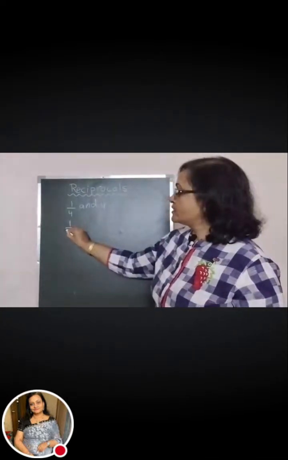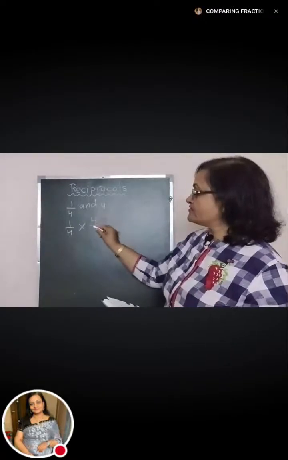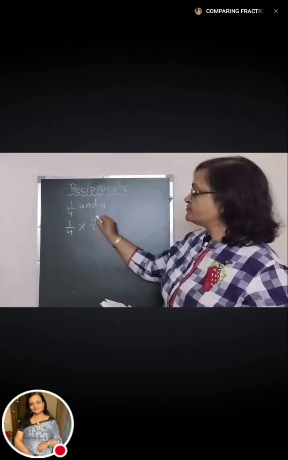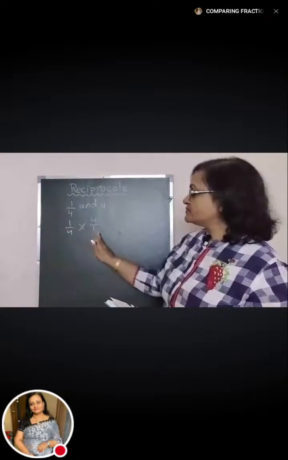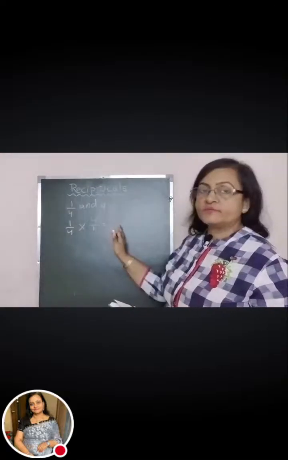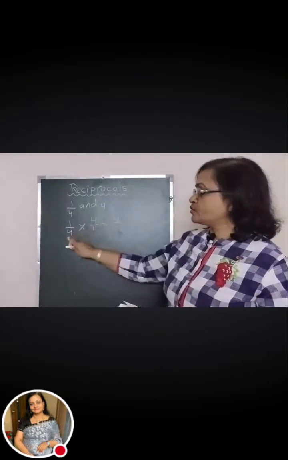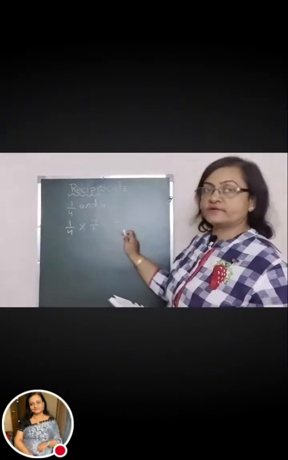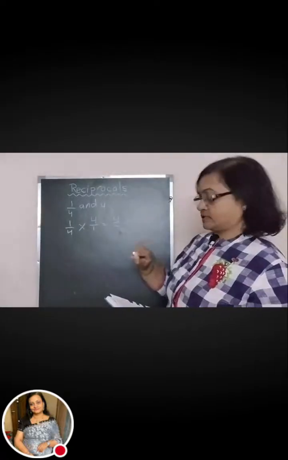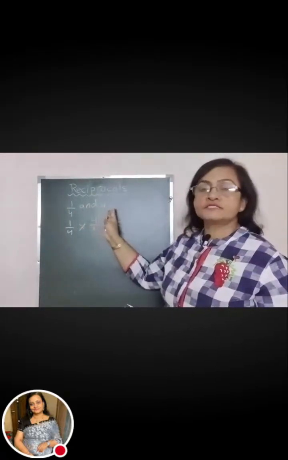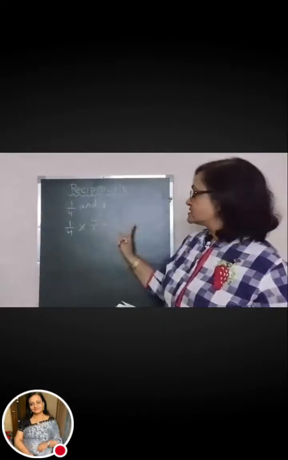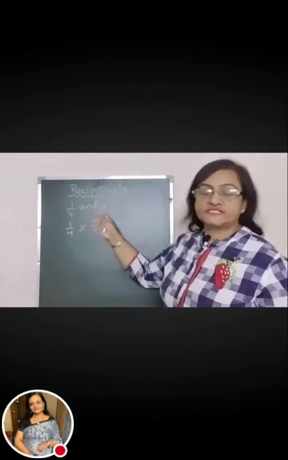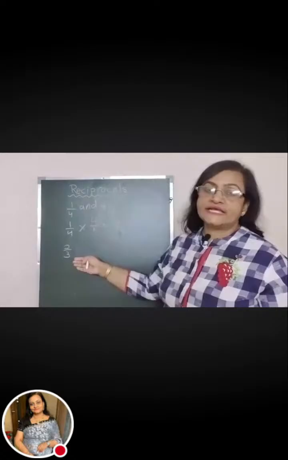1 by 4 multiplied by 4. When we write 4 in fractional form, it will be 4 by 1. So now if we multiply them, it will be 1 multiplied by 4 is equal to 4 and 4 multiplied by 1 is equal to 4. 4 by 4, that means 4 divided by 4, which is equal to 1. So 1 by 4 and 4 are such numbers whose product is equal to 1 and they are reciprocals of each other. Let's take 2 by 3.